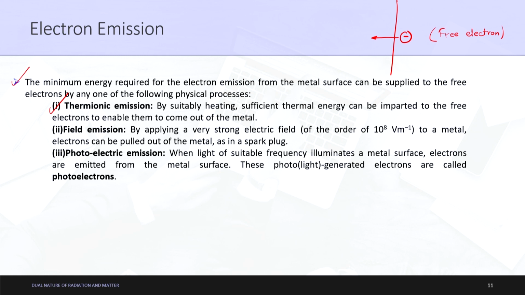The second is field emission. What is field emission? By applying a very strong electric field of the order of 10 to the power 8 volt per meter to a metal, electrons can be pulled out of the metal, as in a spark plug. So, one example of field emission is the spark plug, in which you just apply the electric field.